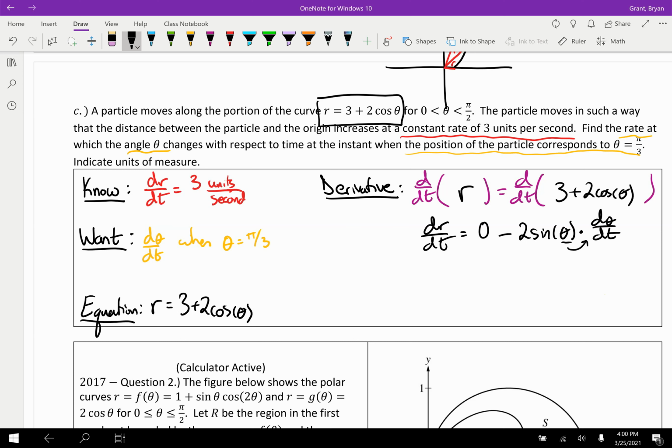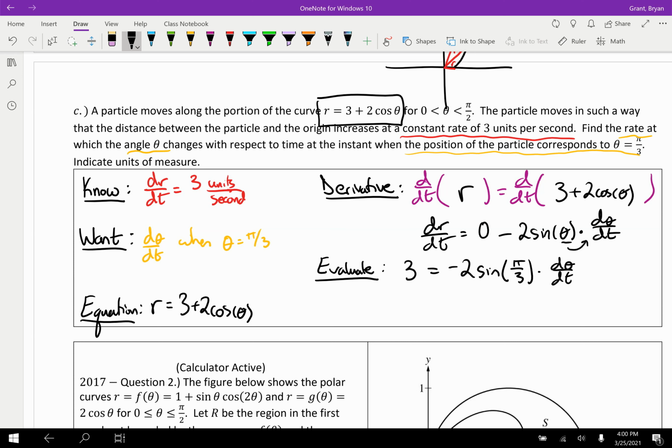Oof, tricky, tricky. Last but not least, we're on the evaluate section. Evaluate is where we take our derivative and we evaluate it for everything we're given. We know dr/dt is 3, negative 2 sine. We know we're doing this at theta of pi over 3. And then we don't know d theta/dt, but that's okay because that's what we're trying to find. So what do? We isolate d theta/dt.